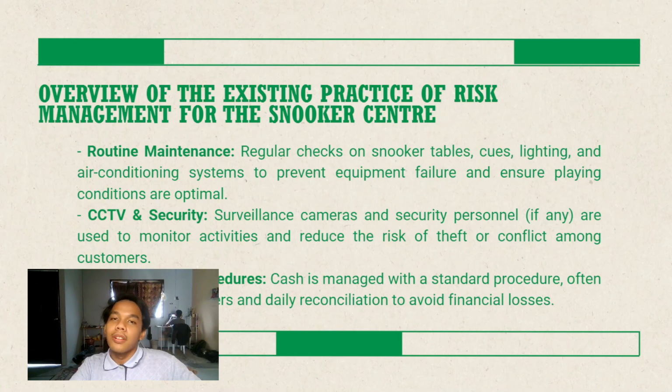Assalamualaikum warahmatullahi wabarakatuh. Today I'm going to talk about the overview of the existing practice of risk management for the snooker center. The first thing the snooker center does is routine maintenance, which is they regularly check the snooker tables, cue lighting, and air conditioning systems to prevent equipment failure and ensure play conditions are optimal.